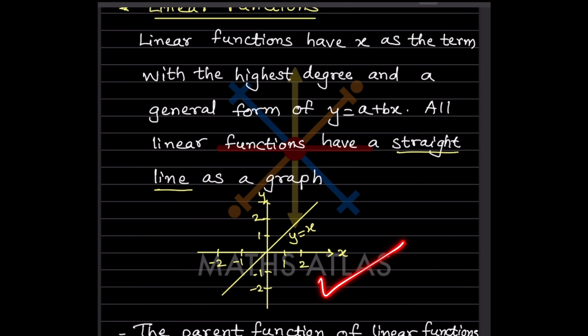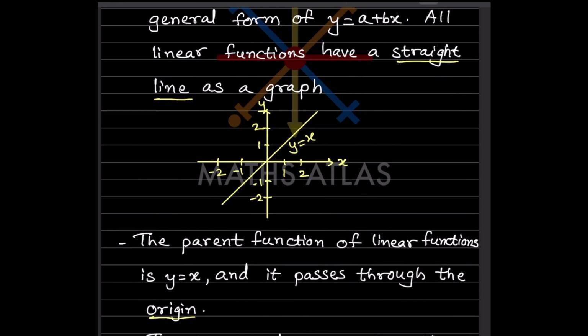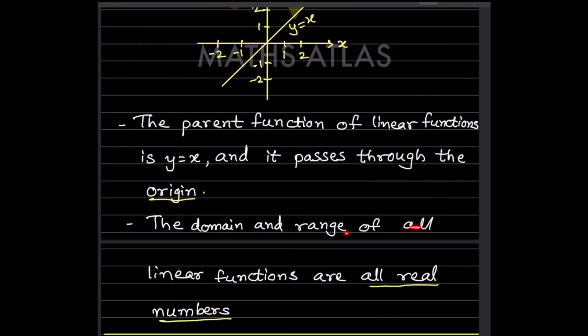Can you see this graph? It has a straight line, and you can write this as y is equal to x. The parent function of linear functions is y is equal to x, and it will always pass through the origin. This is 0, that is the origin. The domain and range of all linear functions are all real values, that means negative infinity to infinity. So the domain is the same and the range also is the same, negative infinity to infinity.